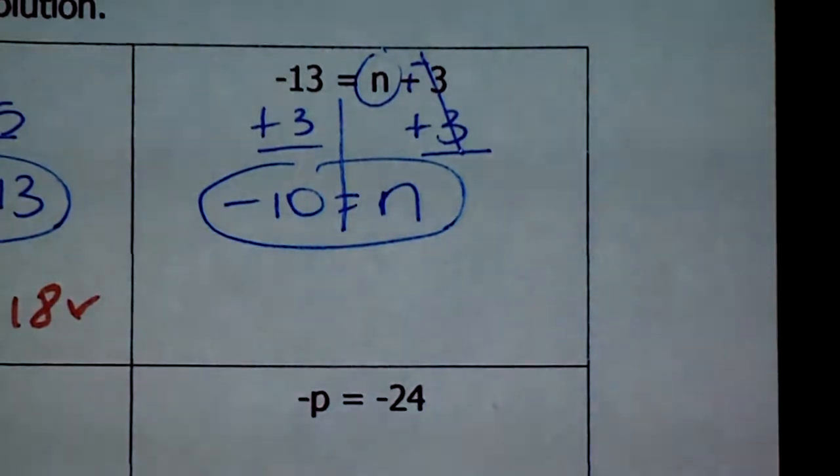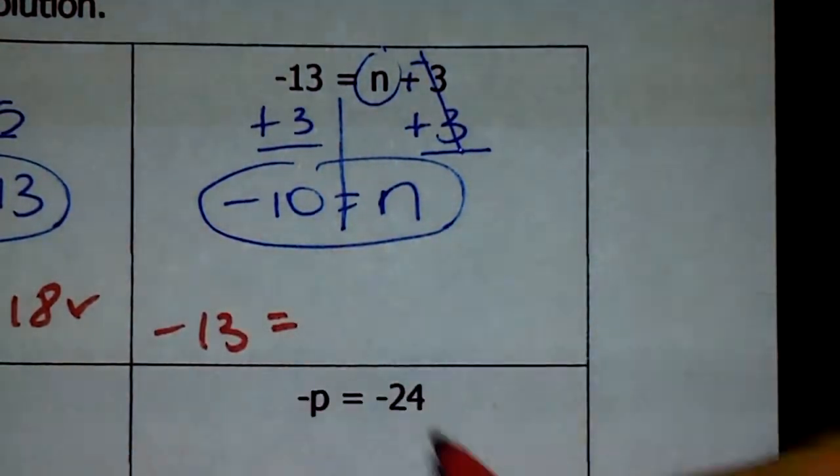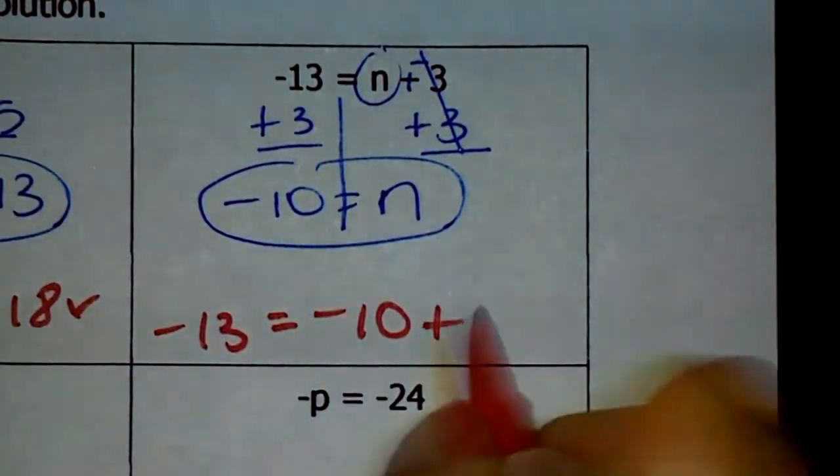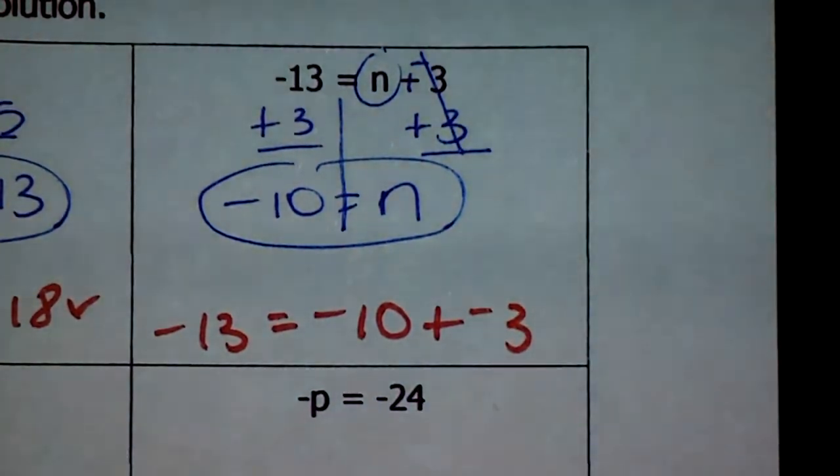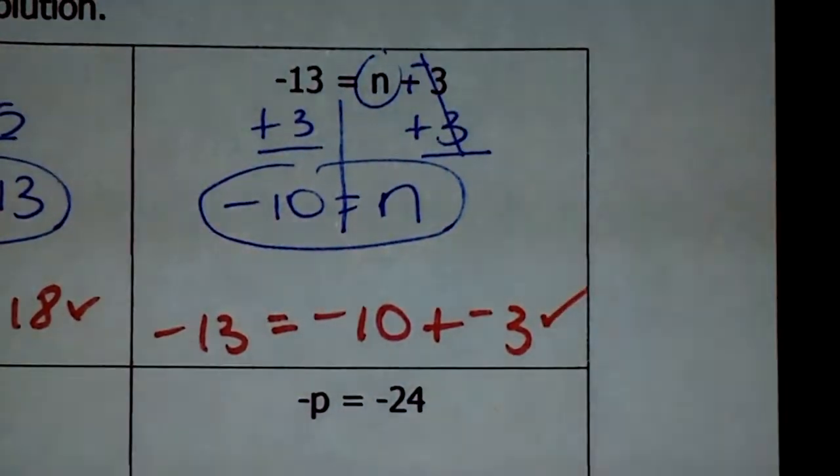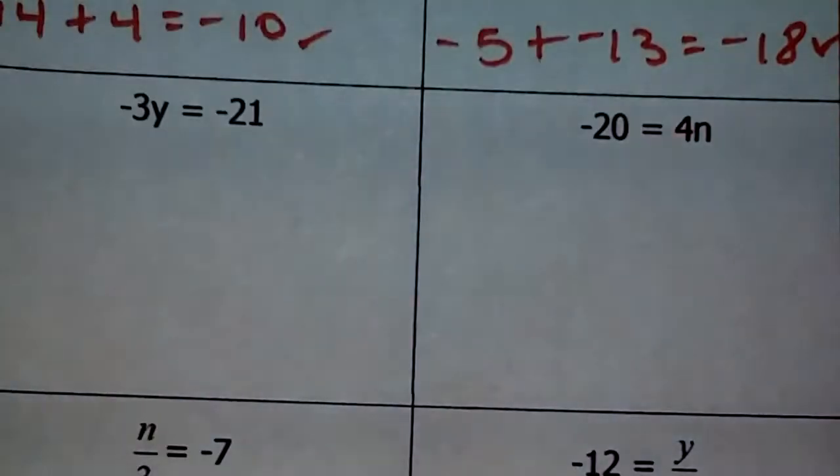To make sure that you're right, negative 13 is supposed to equal whatever n is plus negative 3. Is negative 10 plus negative 3 negative 13? Yup, so it's right. Alright, next 3.